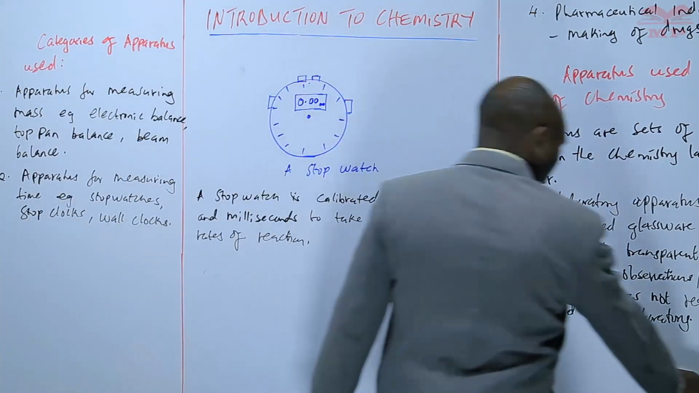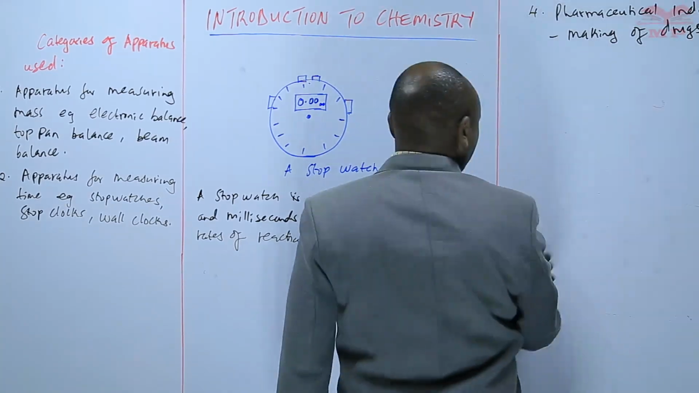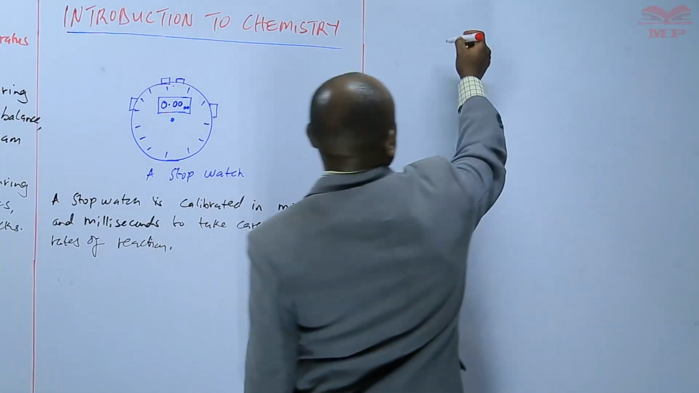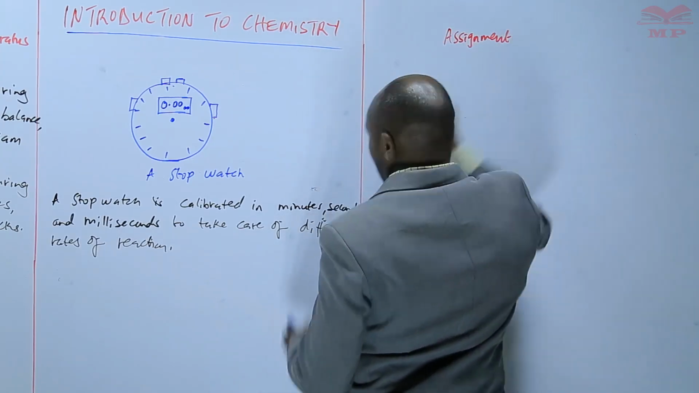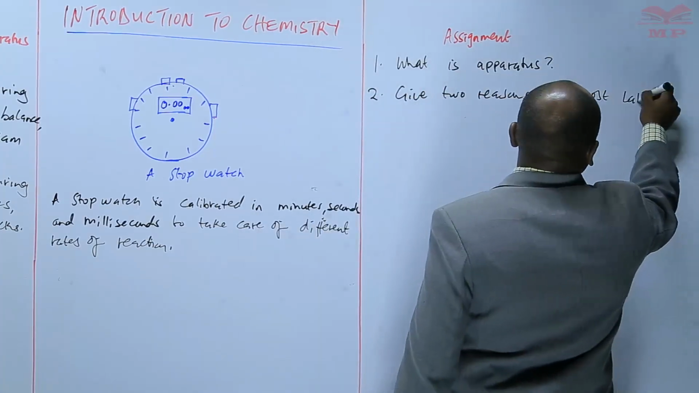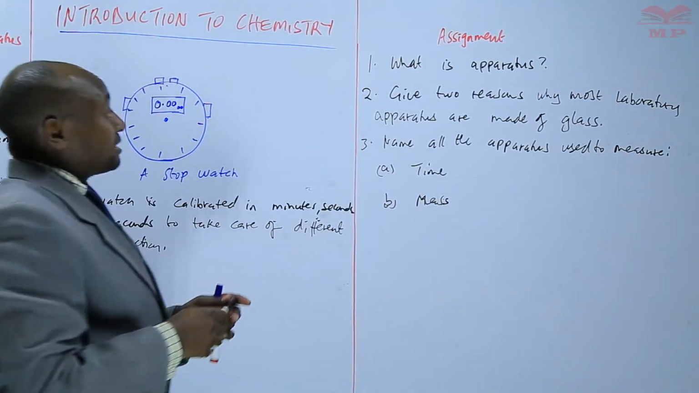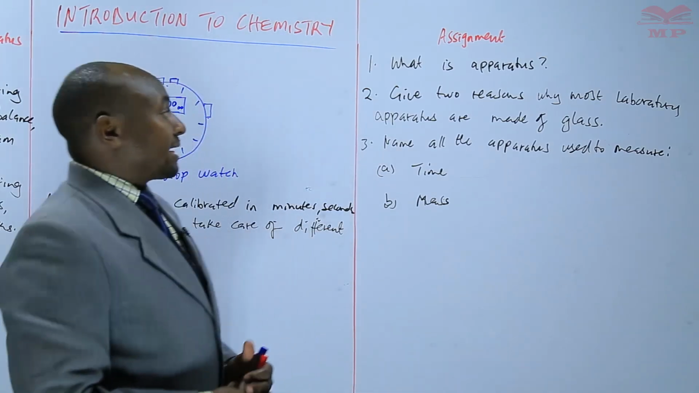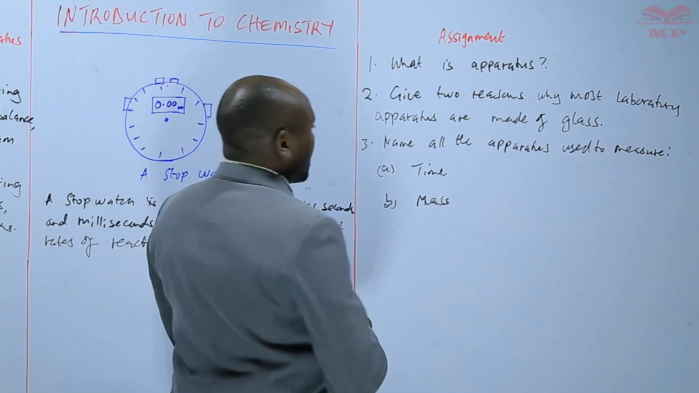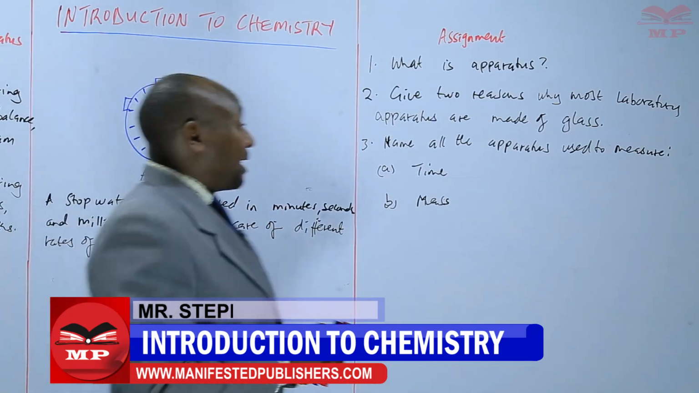So from that, we'll have an assignment. On this area, you should answer the following questions. So the assignment is as follows. The first question: what is apparatus? 2, give 2 reasons why most laboratory apparatus are made of glass. Number 3, name all the apparatus used to measure A, time, and B, mass. We'll stop there.